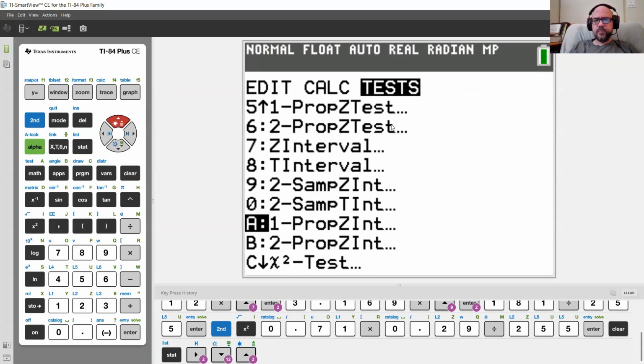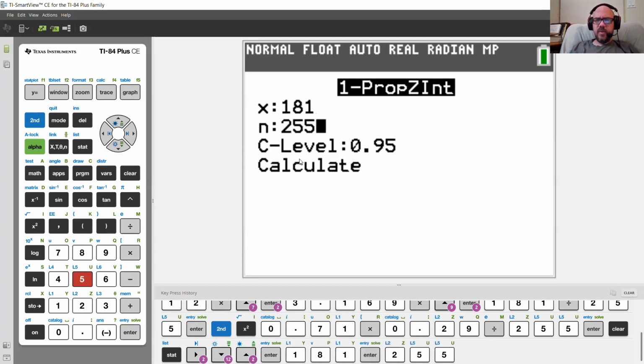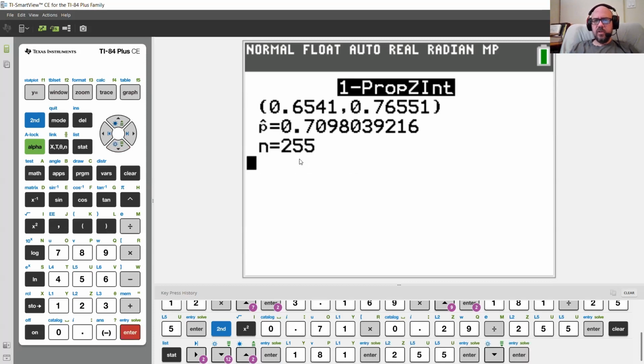So if I wanted to make a one proportion Z interval, which is what this is, one prop Z int, go here and specify my confidence level and my X and my N. So let's just do the one we just did, right? We said 181 out of 255 people said that they supported the Build Back or the universal pre-K aspect, 95% for a confidence level. Calculate, there we go.